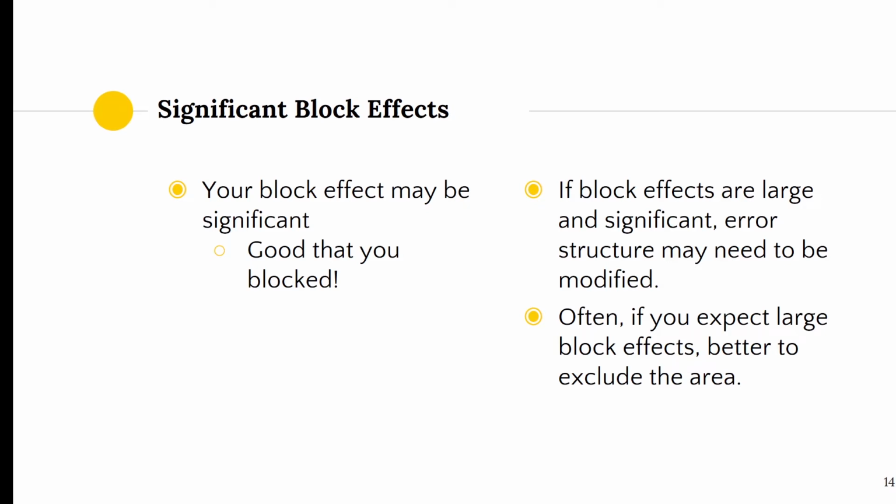Or if I knew that yields were much higher in the north side of the field, for example, that area of the field had lots of manure applied decades earlier, I would not block against that. I would just exclude the whole north side of the field and put all my plots in the south side. So better to exclude areas if you expect large block effects.